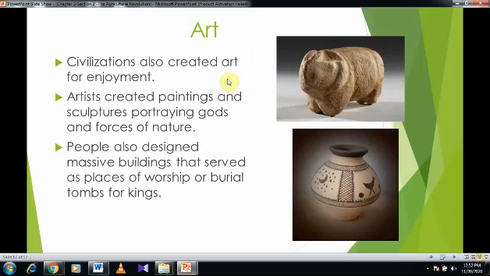This time, art was not for passing on history only, it was also for enjoyment. Artists created paintings and sculptures portraying gods and forces of nature. Also, people designed massive buildings that served as places of worship and as tombs for kings.